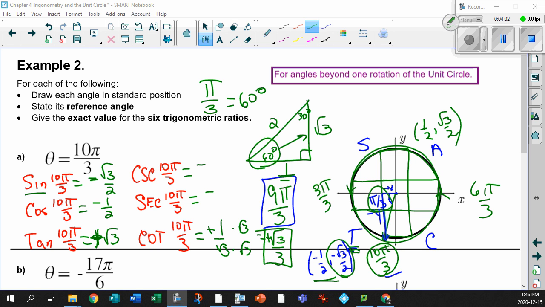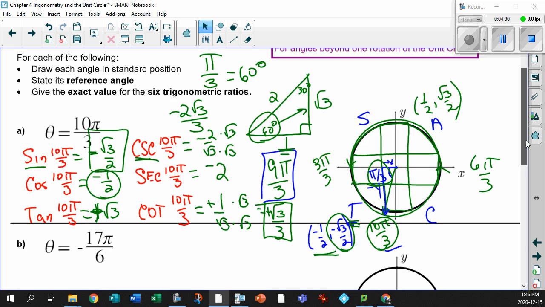Okay, so let's do the secant. The secant is going to be the flip of this guy, -2 over 1, or just plain old -2. And then the cosecant is going to be the flip of this guy, which of course is going to be -2 over root 3, or, there we go again, rationalizing, this is going to give you -2 root 3 over 3. There you go. That's how you do it.